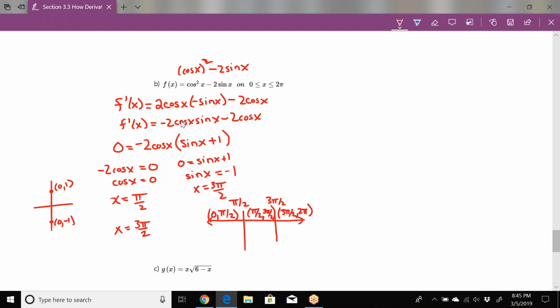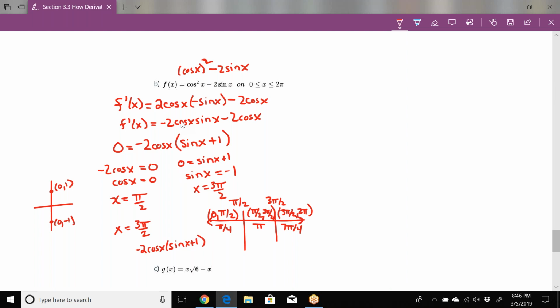Now, a value that is between 0 and pi over 2, we could use pi over 4. A value between pi over 2 and 3 pi over 2, we can use pi. And something between 3 pi over 2 and 2 pi, we could use, I think I used 7 pi over 4. Okay. So if we plug those into this, remember that we're considering plugging it into our derivative. This is negative 2 cosine x times sine x plus 1.